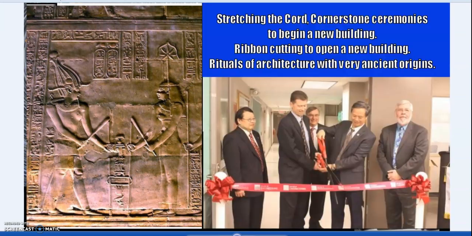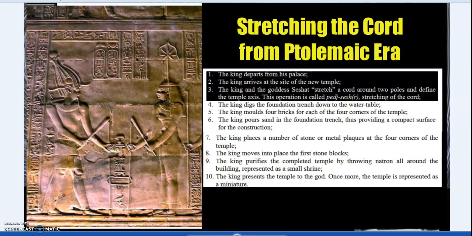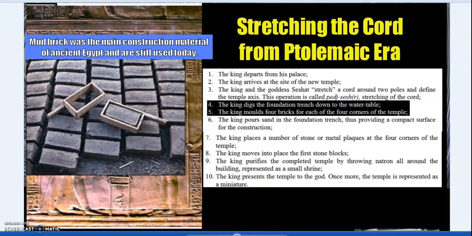Okay, now we can go to them. These ceremonies are like, for instance, when we open a building, there's the ribbon cutting ceremony. In our world we don't have too much ceremony anymore, but some have lingered: the stretching the cord, the groundbreaking ceremonies, cornerstone ceremonies, and ribbon cutting for opening a new building. These are architectural rituals that are still around. And so we have the stretching the cord.